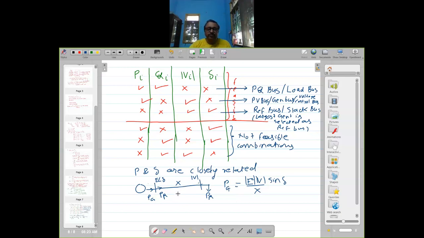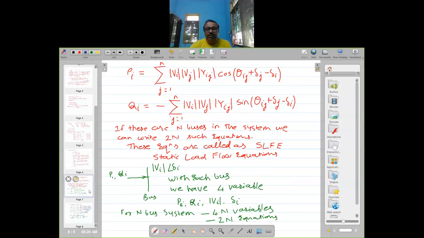Therefore, these are the different kinds of buses that we have. Now I will have another look at these equations, Pi and Qi. At least now we have settled that we will have exactly the same number of unknowns as the number of equations. So we can see what the feasible combinations are and determine, depending upon the type of bus, which two are unknowns and which two are known.